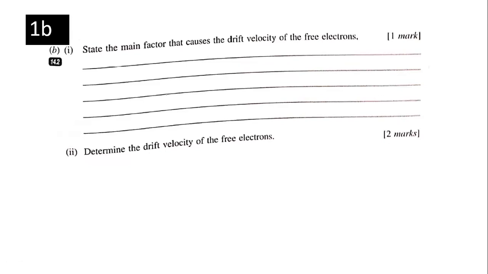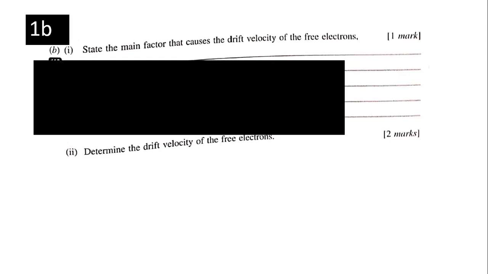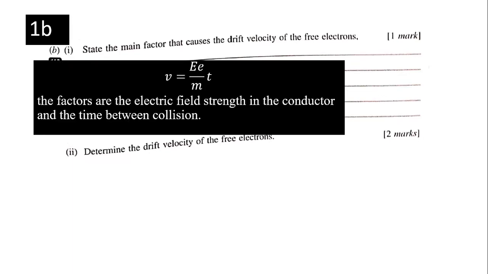State the main factors of the drift velocity of the free electron. Right, go to the formula that we derived a while ago. The factors are the electric field strength, greater electric field strength, greater drift velocity, and the time of collision. If greater time of collision, greater drift velocity. Right? This is the time between collisions, remember.